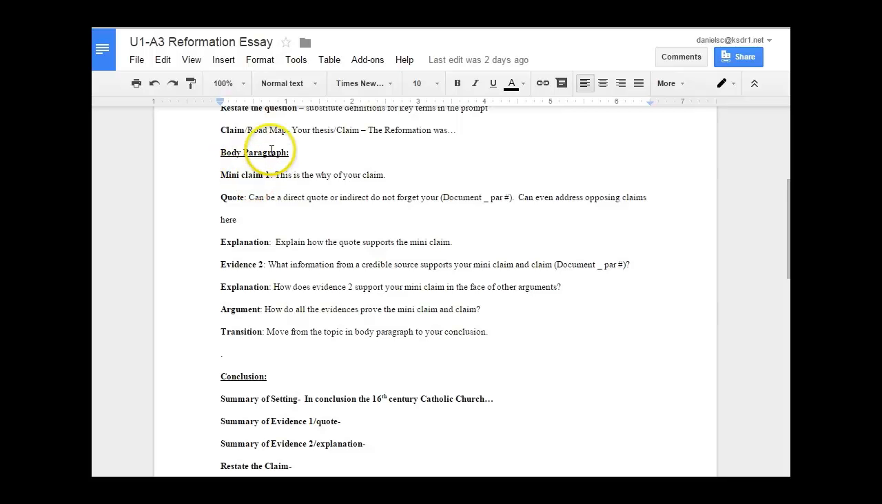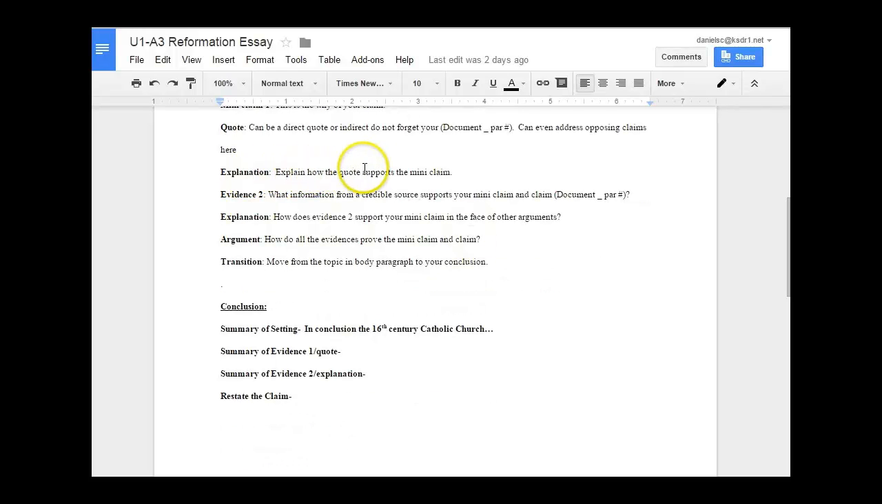Then you're going to have one body paragraph in which you're going to have the mini claim. This is the why of your claim. So you will state again, the Reformation was positive because da da da da da. You might include a quote about how positive it is, something, either from your notes, from the presentations, from your own personal life if you want. Make sure that we're not using any personal pronouns.